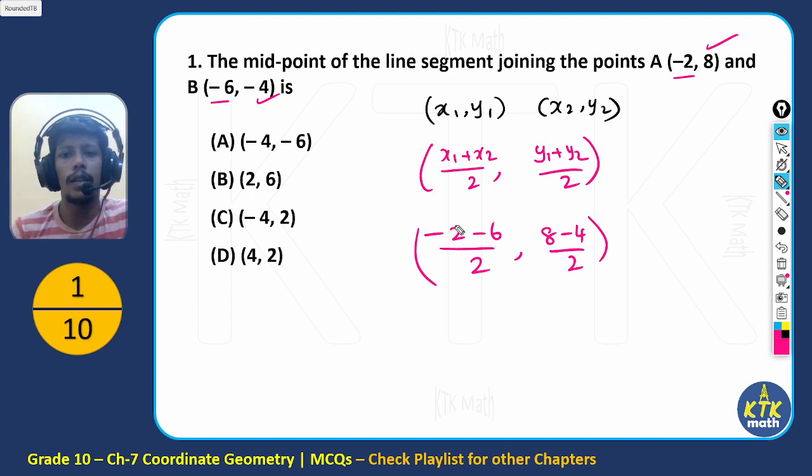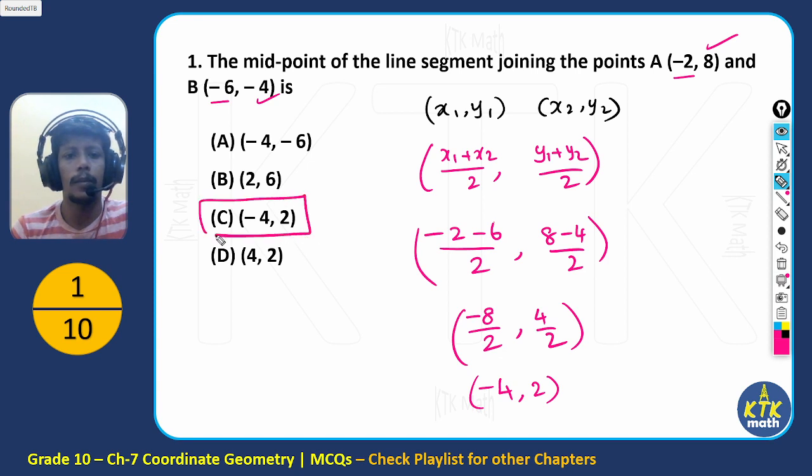So the first one is negative 2, negative 6, is negative 8 over 2, and this is 4 over 2. So this is negative 4 and 2 when you are cancelling. So your option is C.